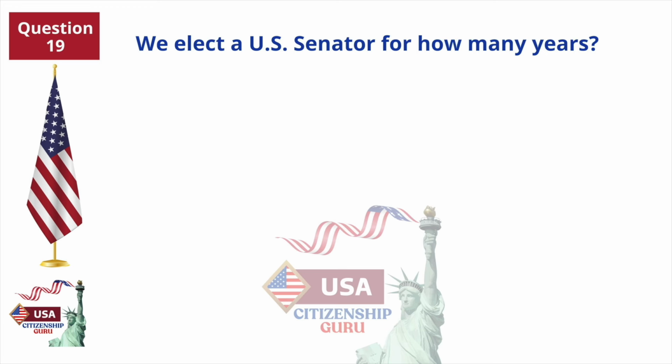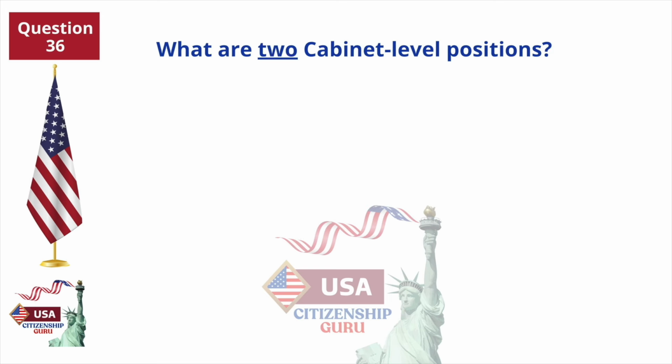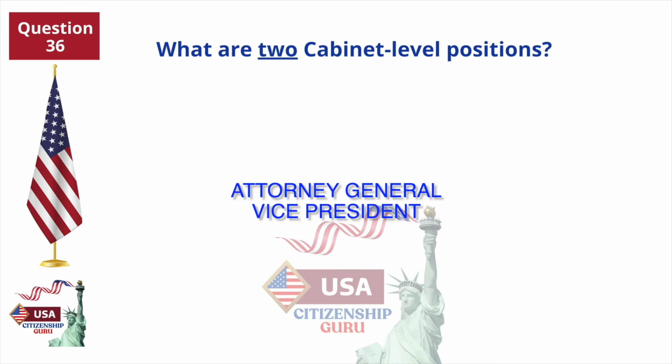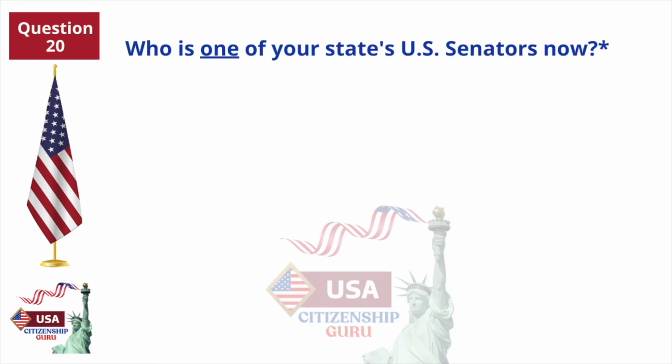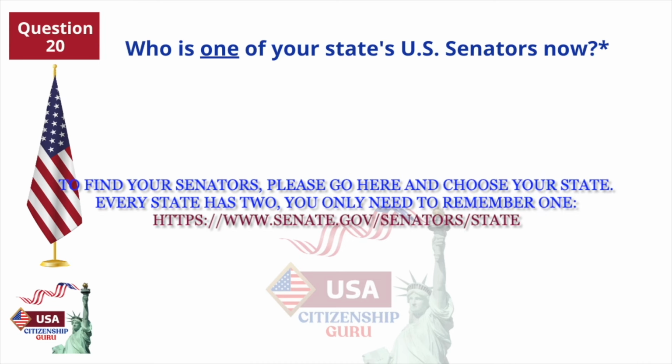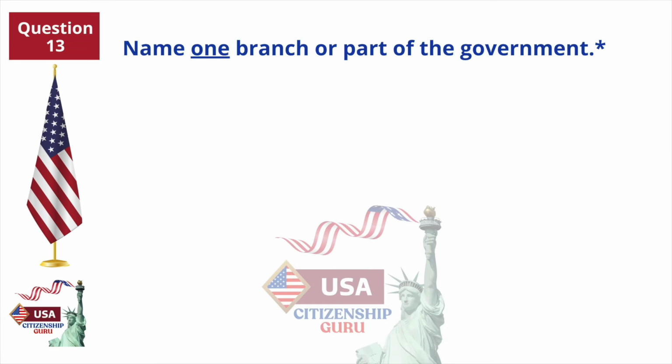We elect a U.S. senator for how many years? 6. What are two cabinet-level positions? Attorney General. Vice President. Who is one of your state's U.S. senators now? Name one branch or part of the government. Congress.